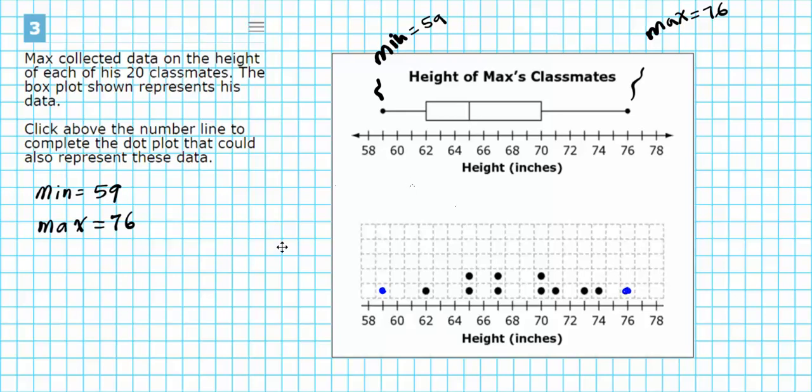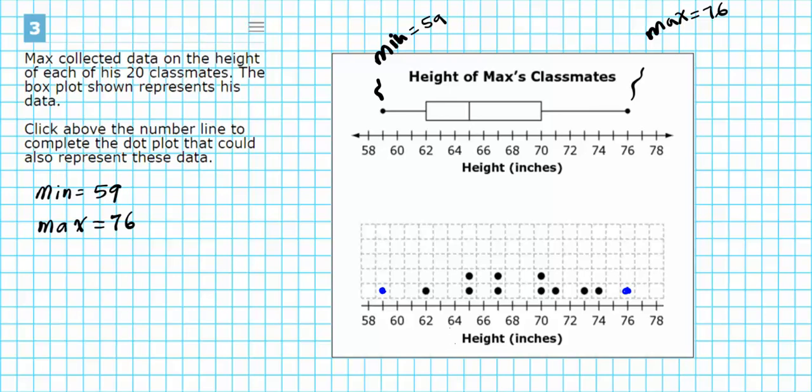Well, how many individuals did Max collect data on? He collected data on 20 classmates, okay? So we need a total of 20 points. So let's see how many we have. 1, 2, 3, 4, 5, 6, 7, 8, 9, 10, 11, 12. So we have 12. We need 8 more points to plot.